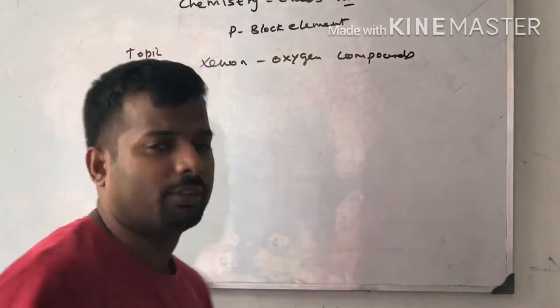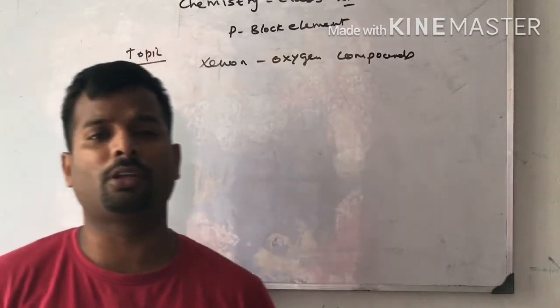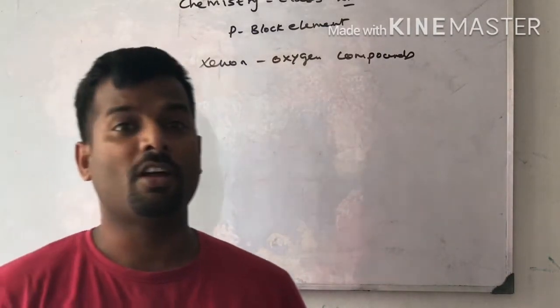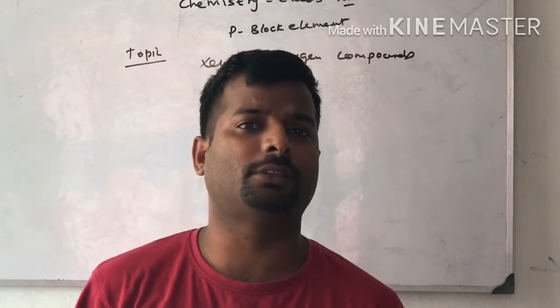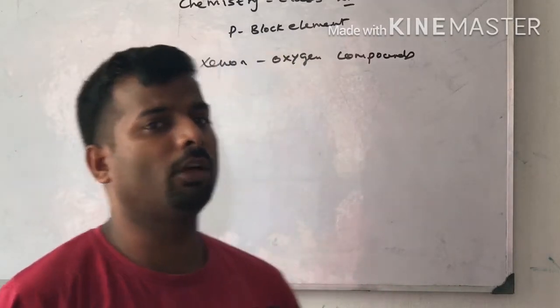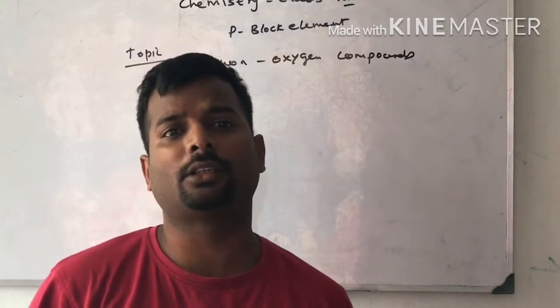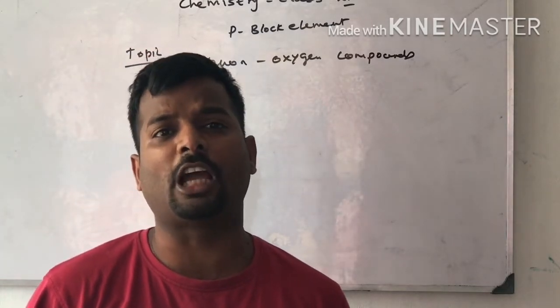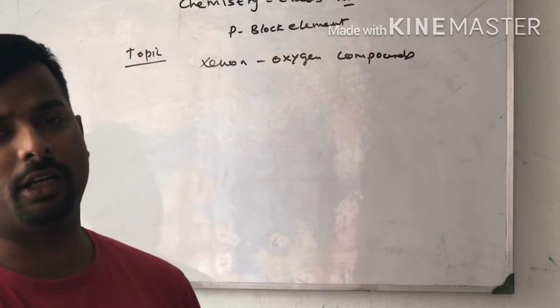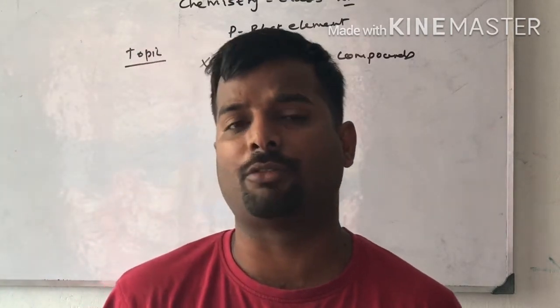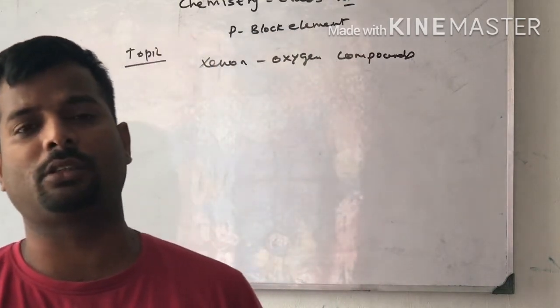In the last class we discussed xenon fluorine compounds and their structure and hybridization with the help of valence shell electron pair repulsion theory. Now we are going to discuss xenon oxygen compounds. Xenon oxygen compounds are formed by the hydrolysis of xenon tetrafluoride and xenon hexafluoride with water.